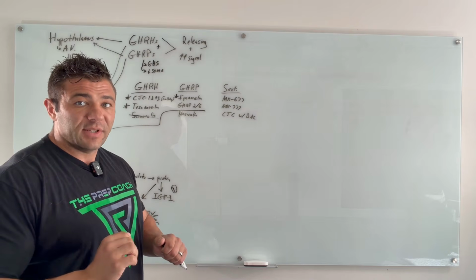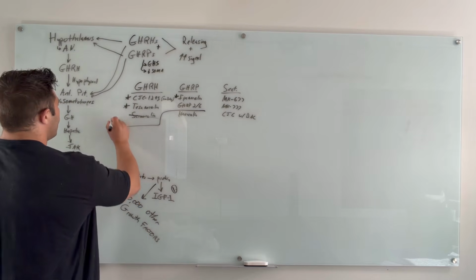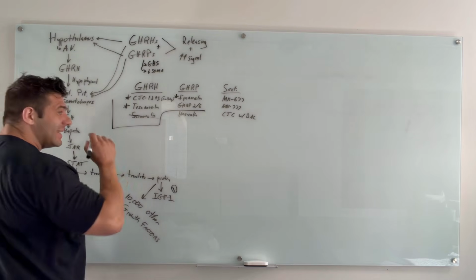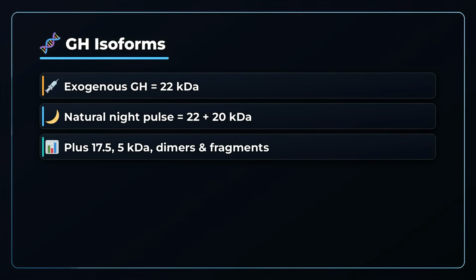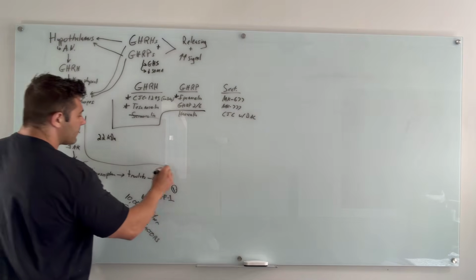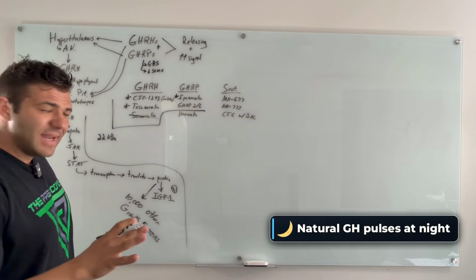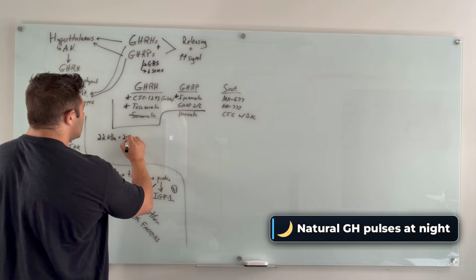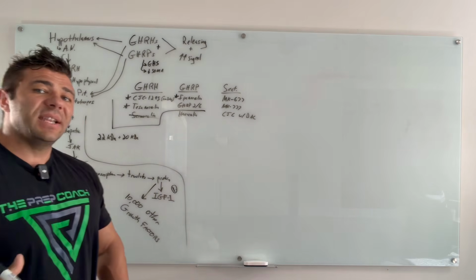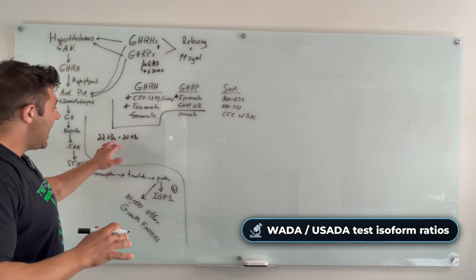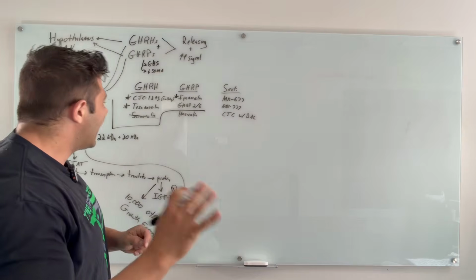It blunts it. I'm getting off track, but I've got to talk about it because we're talking about it. If we have exogenous growth hormone coming in, what is it? It is a 22 kilodalton variety of growth hormone. Our body naturally releases pulses, mainly at night, of a 22 and a 20 kilodalton growth hormone. In any kind of isoform ratio testing in WADA and USADA, they're looking at these ratios. And yes, we have already had growth hormone products made in those specific ratios. Pretty cool. Not really available, but either way.